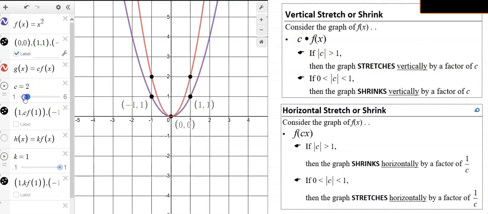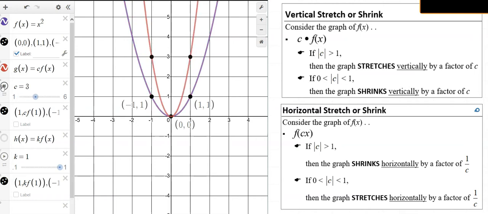So let me hover over it. We were at 1, 1. And as expected, if c is 2, we're multiplying the function value by 2. So that will give us 1, 2. If c is 3, then we are multiplying the function value by 3. So that will give us 1, 3. And as you can guess, if c is 4, then that will give us 1, 4, and so forth. Okay, so we have a nice little illustration going on right here.